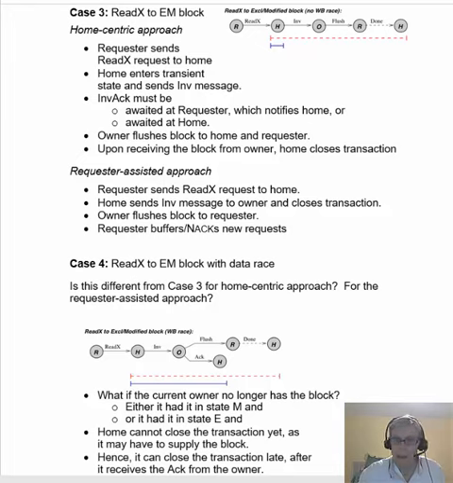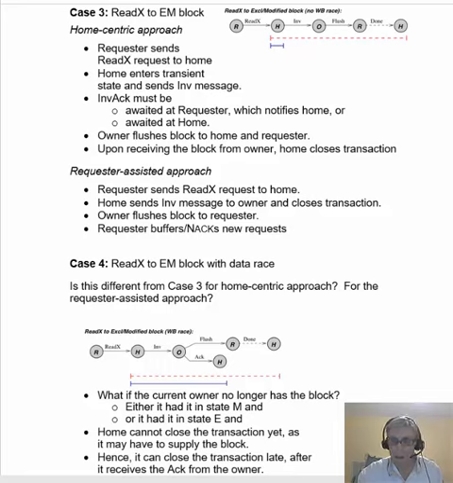Now, case 3 was the case in which there was no data race. Case 4 is a case in which there is a data race. And if you look at the diagram, I think you can tell me if it's different from case 3 for the home-centric approach, and what about the requester-assisted approach?